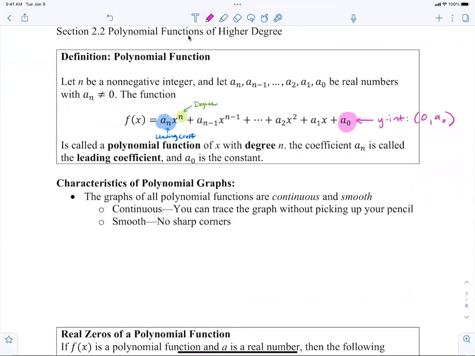The graphs of polynomial functions are all continuous and smooth. And we've talked about continuity. So continuous meaning over their implicit domain of all real numbers, polynomials, their graphs, you could trace from negative infinity to positive infinity without ever having to lift up your pencil.